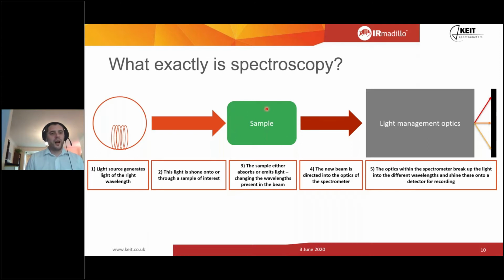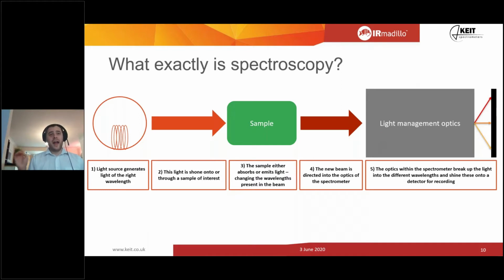The sample itself either absorbs or emits light depending on the type of spectroscopy we're looking at, but effectively it changes the light in some way. So our new beam of light is a different color to start with, so it's changed light. It has to then go into the rest of the spectrometer, and then we have some kind of optics that manages this light and breaks it up in such a way that we can put it onto a detector and come to a conclusion as to what it is.